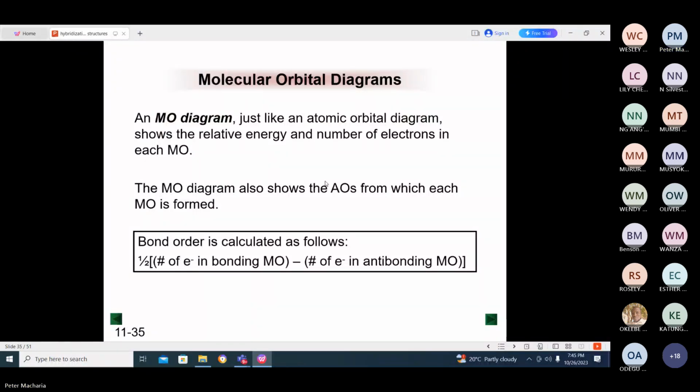Now, in molecular orbital theory, usually we represent the orbital formations in terms of diagrams, and we say that an MO or molecular orbital diagram, just like an atomic orbital diagram, shows the relative energies and the number of electrons in each molecular orbital. The molecular orbital diagram also shows the atomic orbitals from which each molecular orbital is formed. So the representation, as you shall see, should show the atomic orbitals and their electronic distribution, then the molecular orbitals and their electronic distribution, showing the bonding and also the antibonding molecular orbitals.